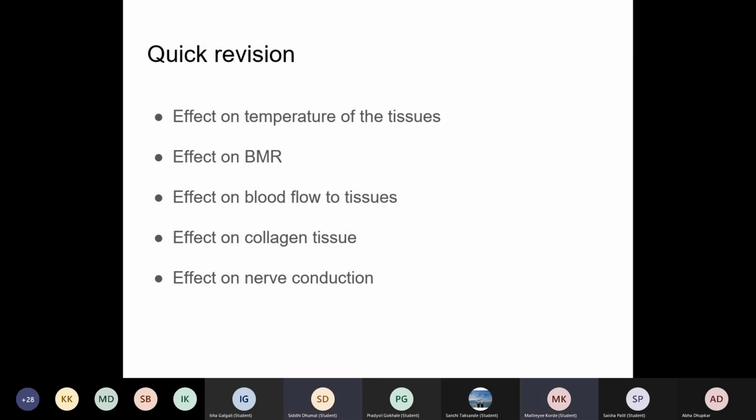So you should know this concept. Why are we getting this sedative effect? Because the pain is getting blocked, right?